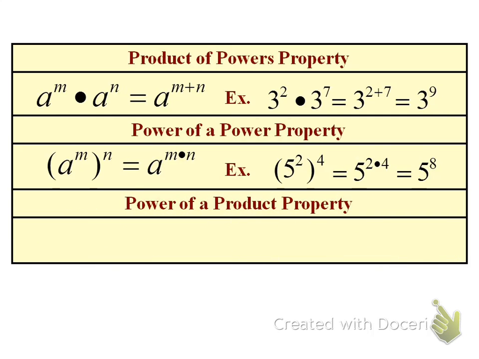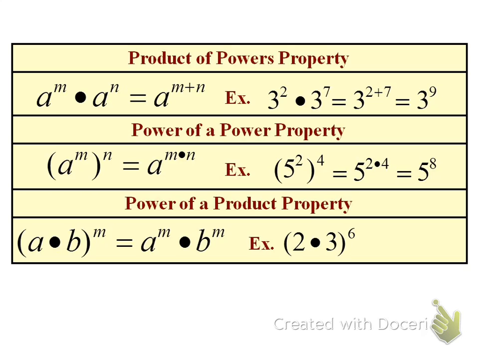Here's another one, power of a product property. So A times B all to the M is A to the M and B to the M. Again, here's a simple example for you. Today we'll get into more difficult examples.